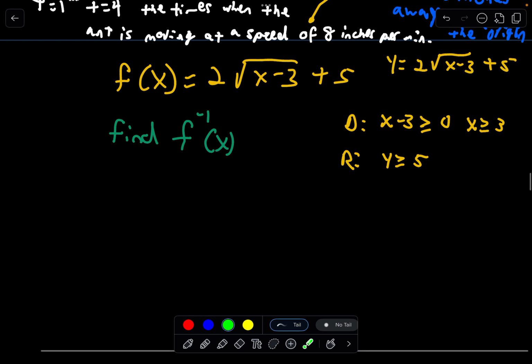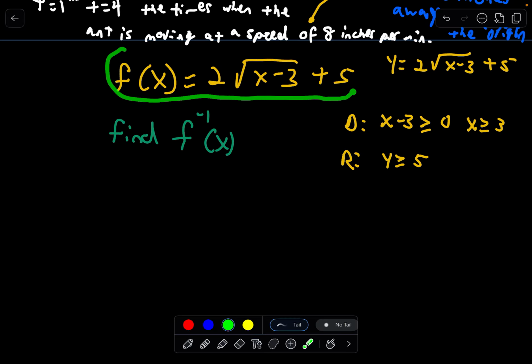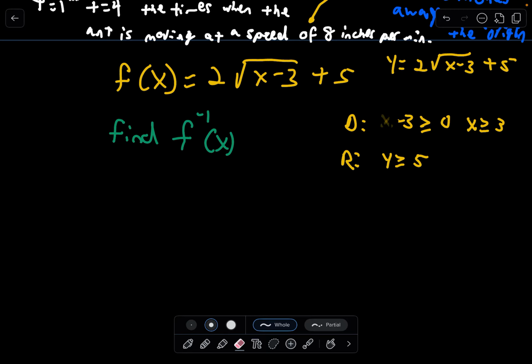Okay? Here's an example of finding the inverse of a function. If you were given the function f of x equals 2 times the square root of x minus 3 plus 5, that's the function. I want you to find the domain and range of the function, and then find the inverse and find the domain and range of the inverse.